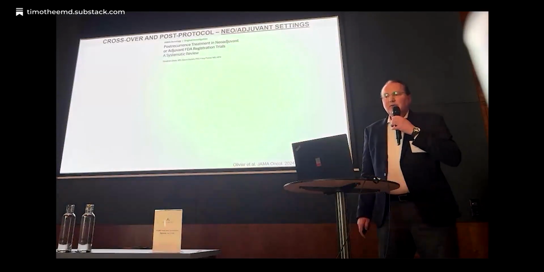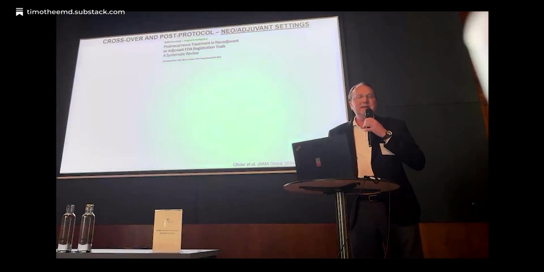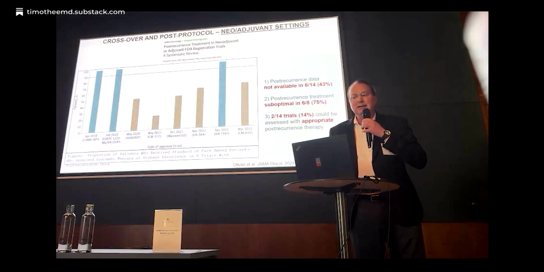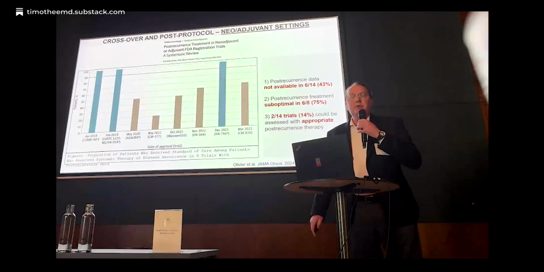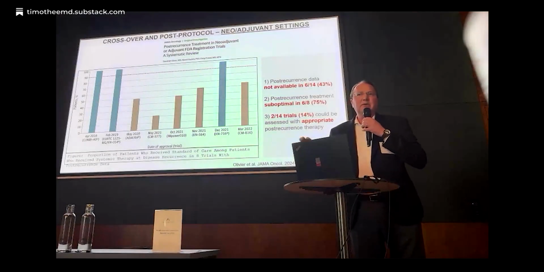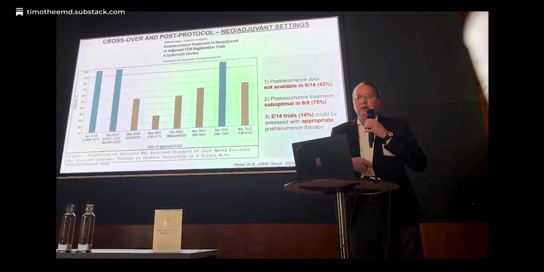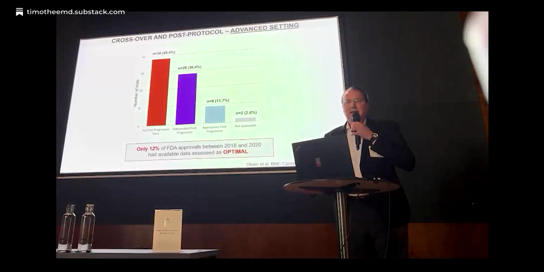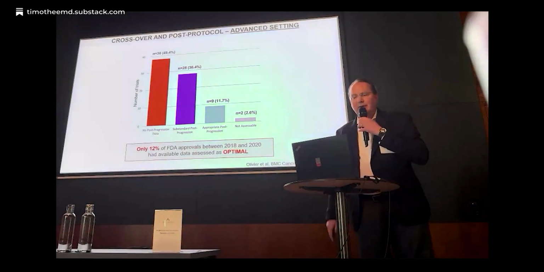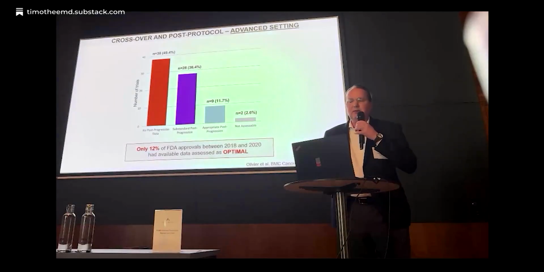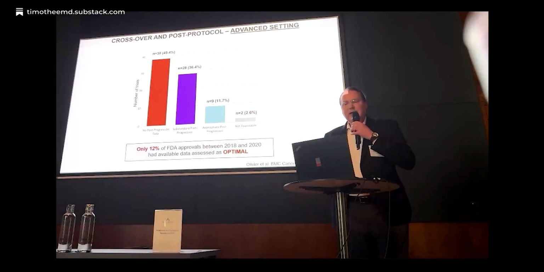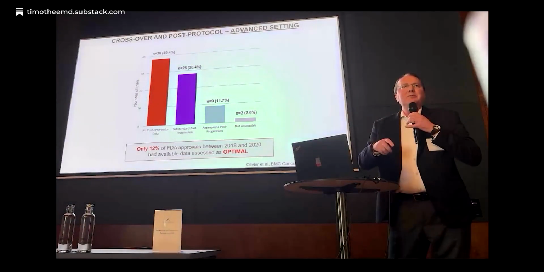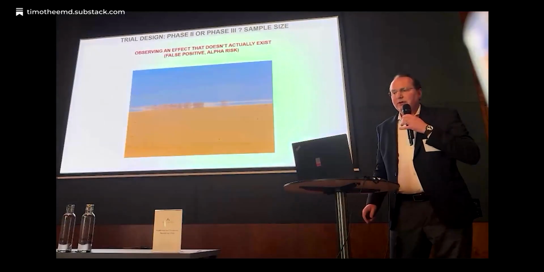We looked at this comprehensively, and in the adjuvant setting, the first thing I want to say, Monarchy was very good because it was reported. In many instances, it's not reported at all. So it was reported, and as you can see, in many cases, it was either not reported or not optimal, and we did the same kind of work in the metastatic setting, and as you can see, only 12% of FDA approvals between 2018 and 2020 had available data assessed as optimal. So it's really a widespread problem in oncology.